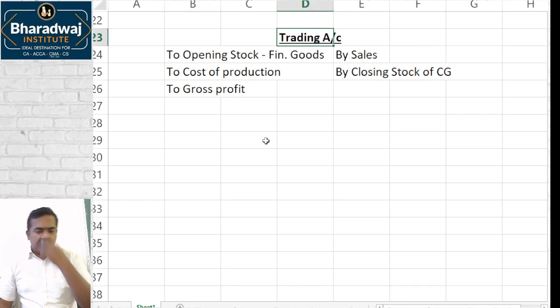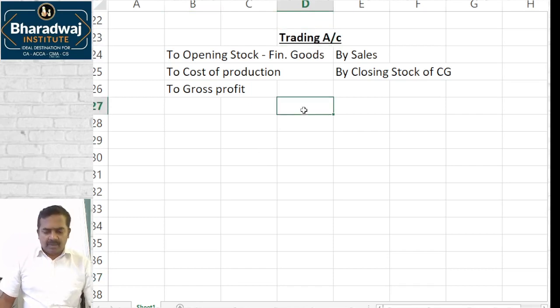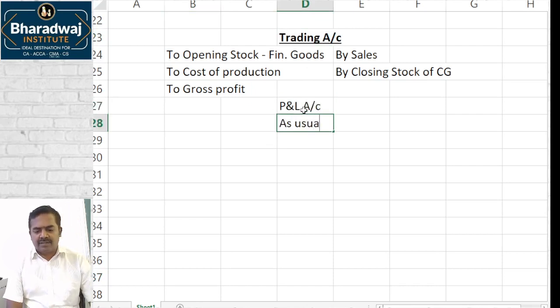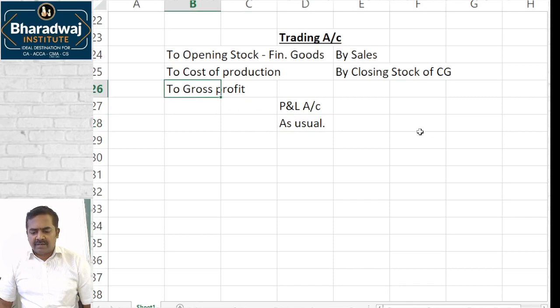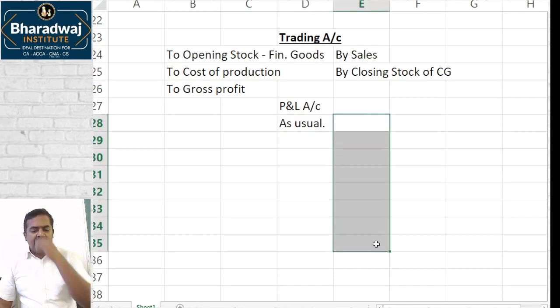So first prepare the manufacturing account, then the trading account. P&L account, I need not tell you, it is as usual. What do I mean by as usual? In the P&L account, what all will come? This gross profit you credit. All the indirect incomes you will credit. What are the indirect incomes? Discount received, rent received, profit on sale of assets, all those things you will credit.